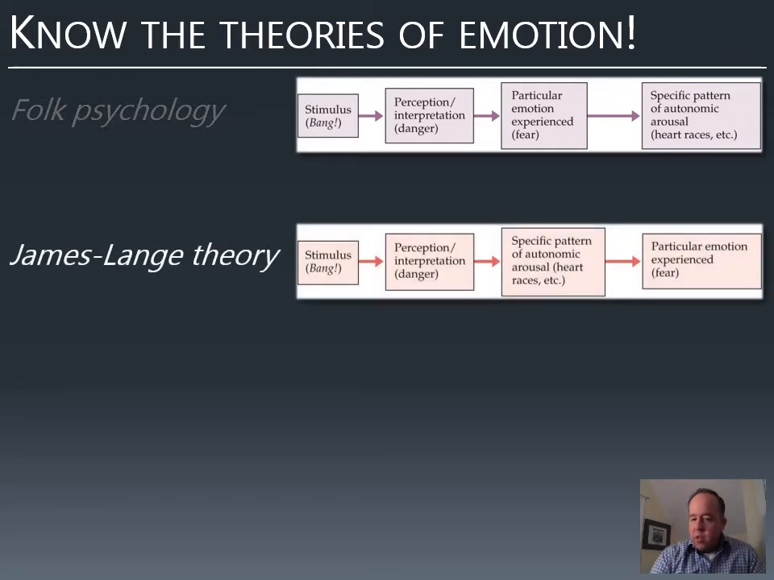In contrast, we have the James-Lange theory, where an event causes interpretation, but then what happens first is the physiological arousal. Your heart rate goes up, your pupils dilate, and afterwards your brain interprets those physiological responses and generates the emotional experience.